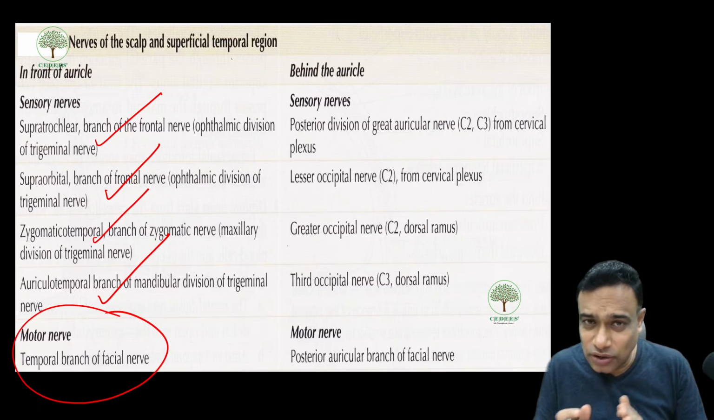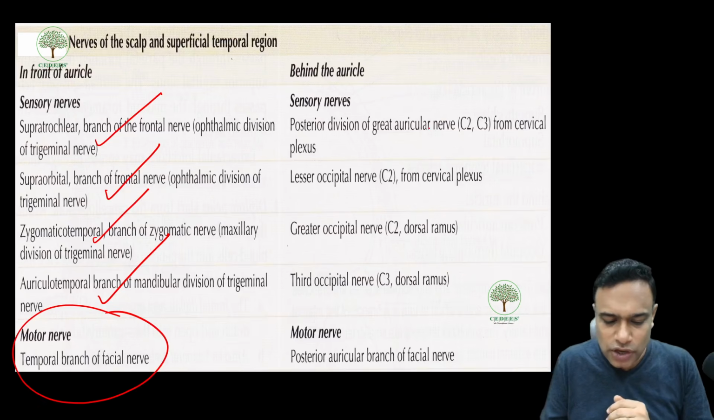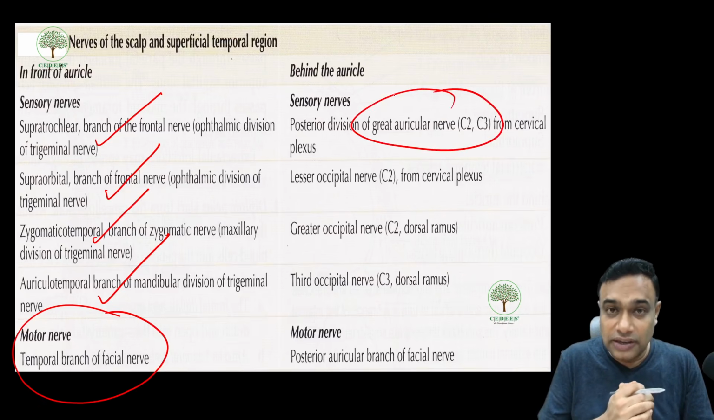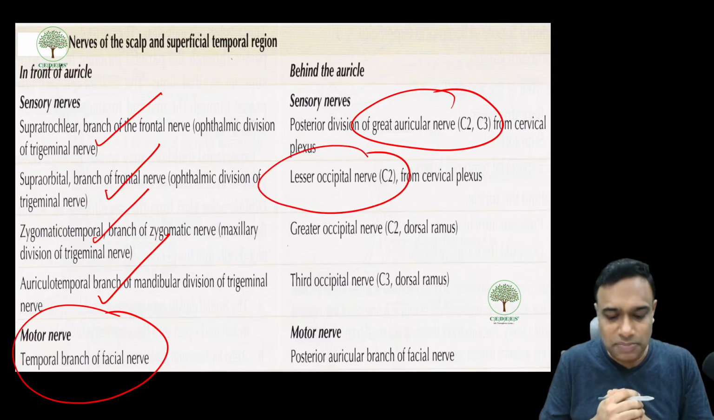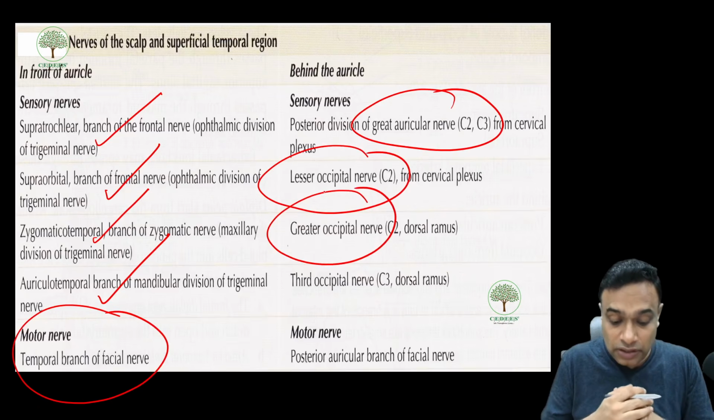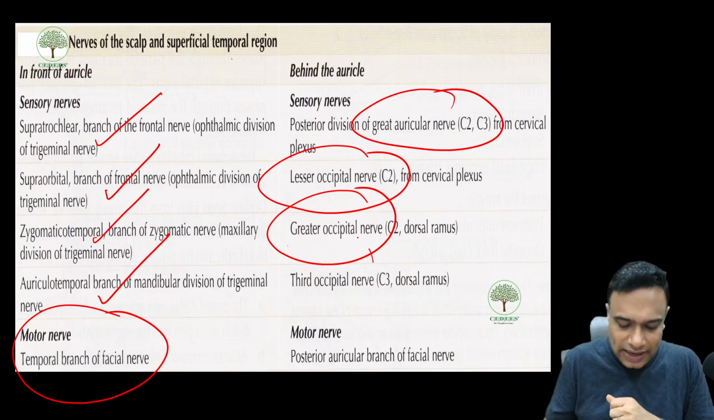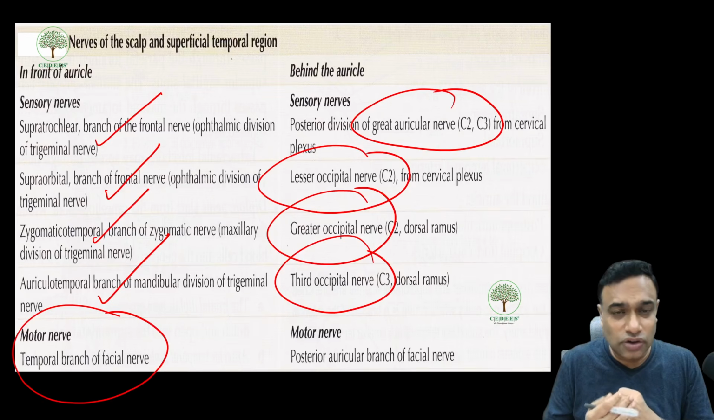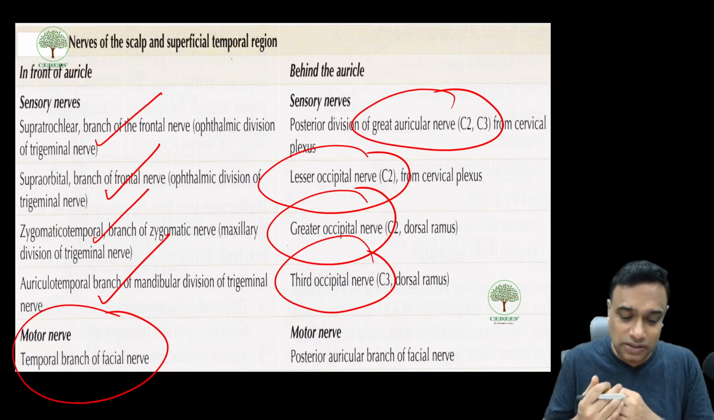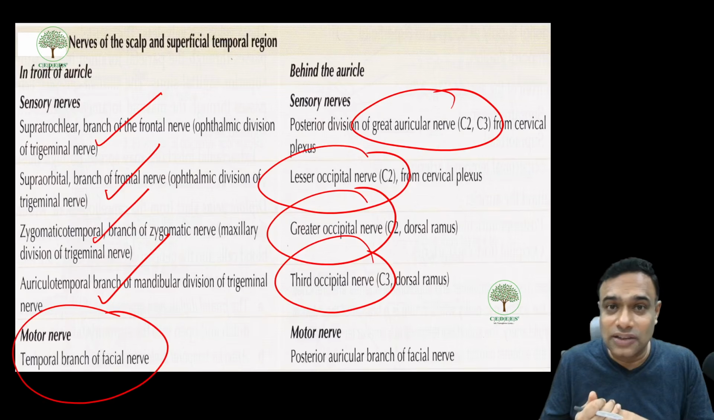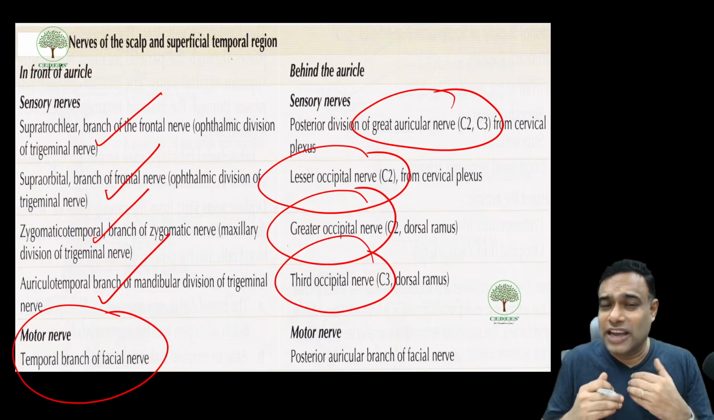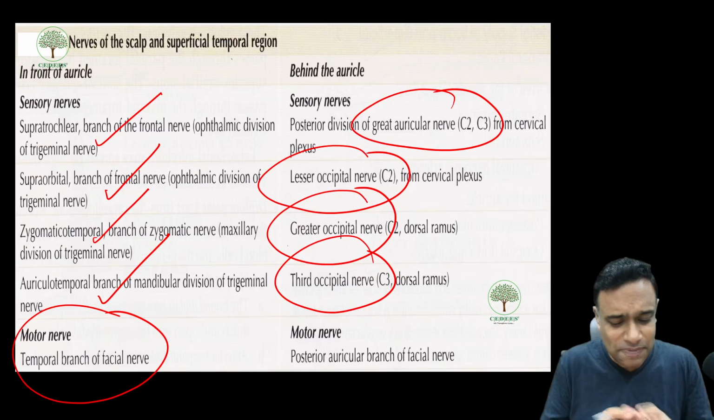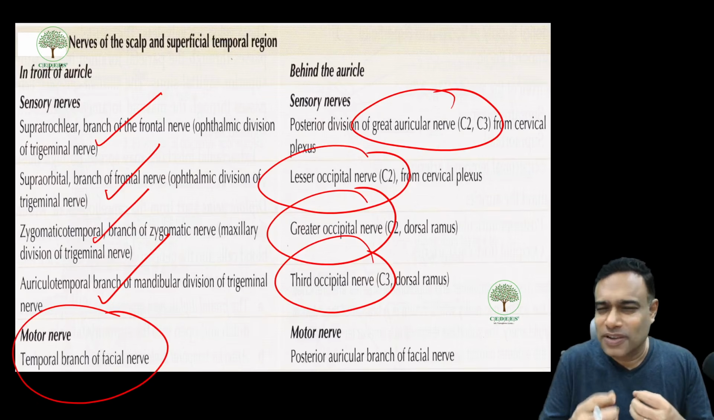Now, behind the auricle, it's very easy to remember. You have what is called the great auricular nerve, lesser occipital nerve, all from the cervical plexus, greater occipital nerve, and the third occipital nerve, right? Greater auricular, lesser occipital, greater occipital, and third occipital. I'm sure you've learnt all this, my dear students. I'm just recapping it. I'm not teaching you. That's why the speed is a little faster. Not the way I like to do, but it's a quick review.